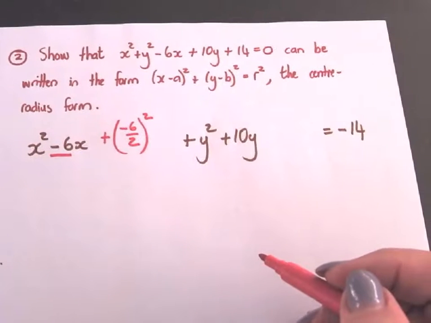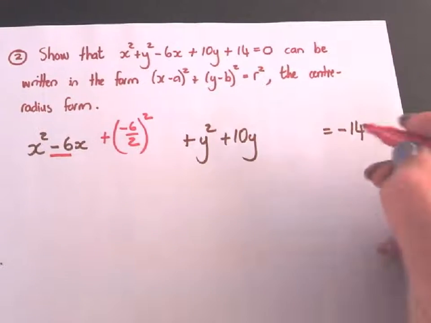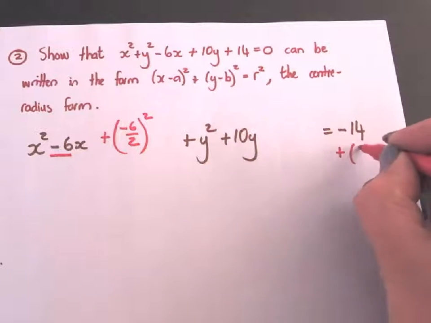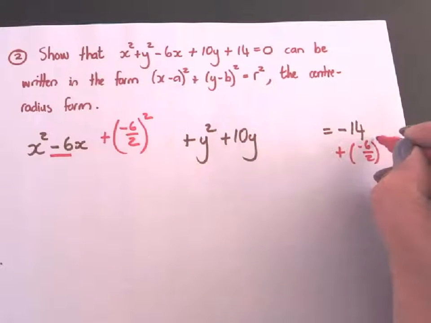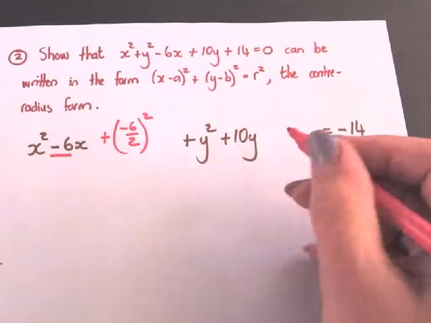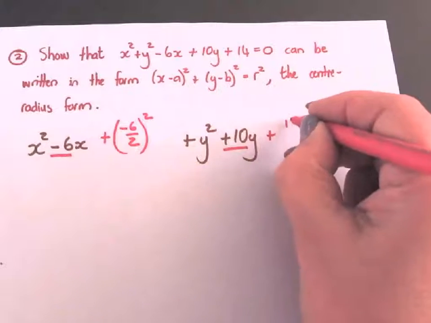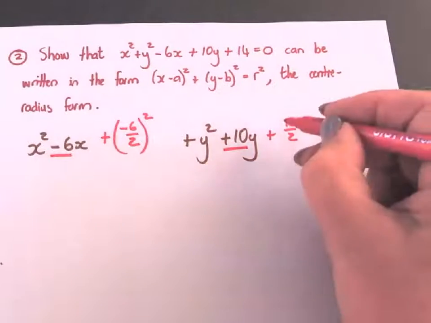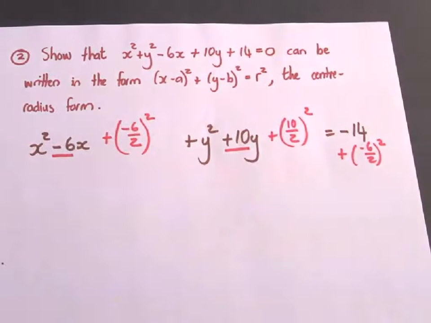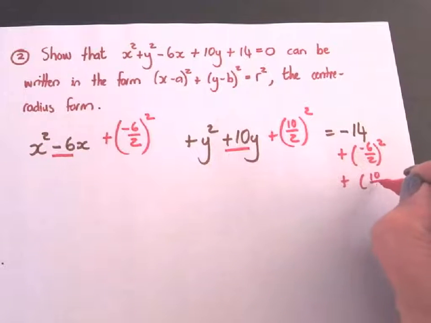But if you add half of b squared to the left-hand side of the equal sign, you also need to add it on the right-hand side. Plus negative 6 over 2 squared. Here I need to add half of b squared, and I have to add it on the right-hand side of the equal sign as well.